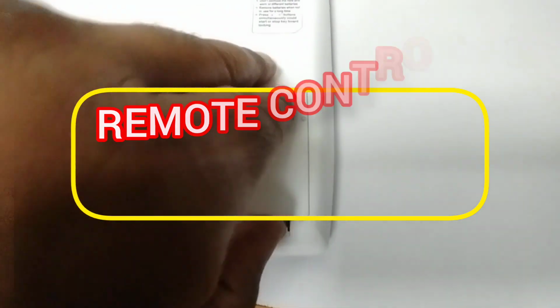Check the batteries and replace them if necessary. Ensure the remote is properly paired with the AC unit.